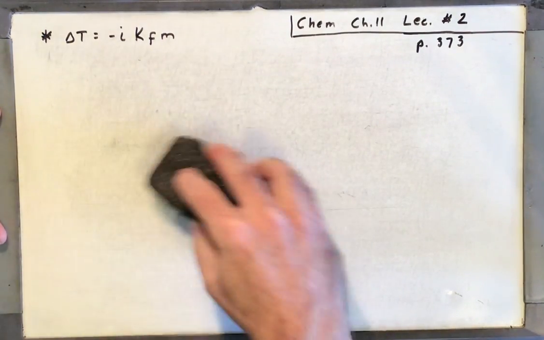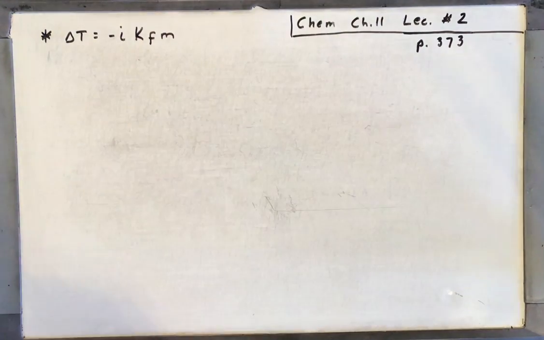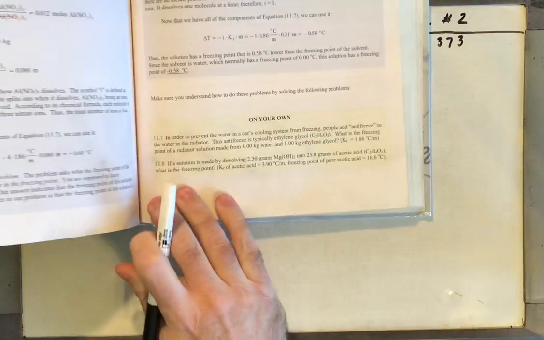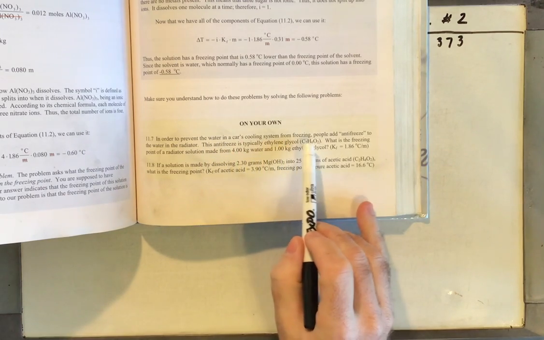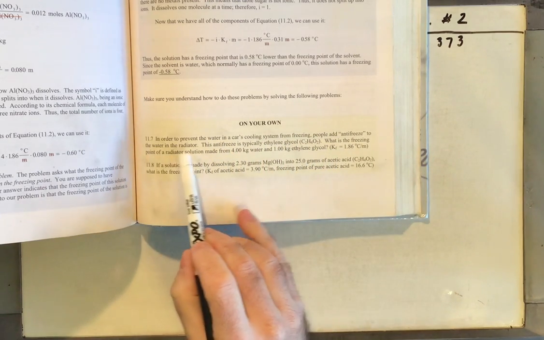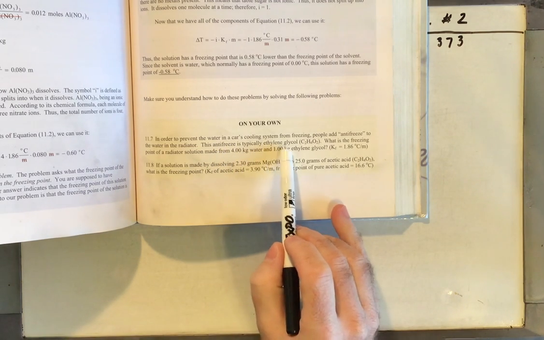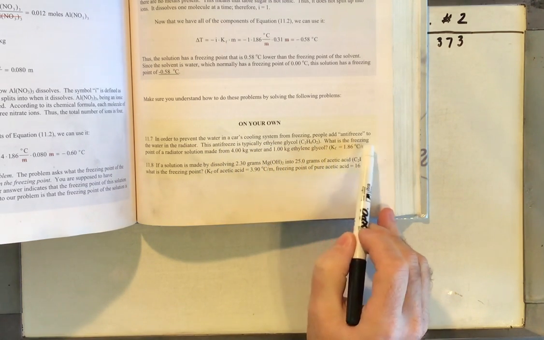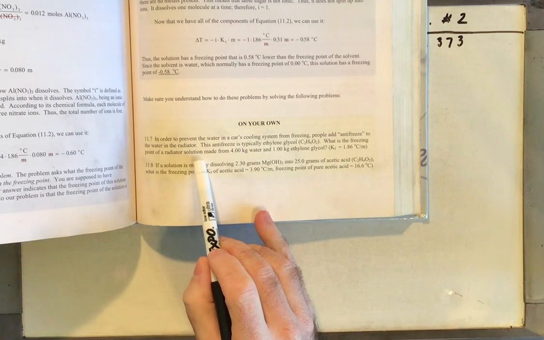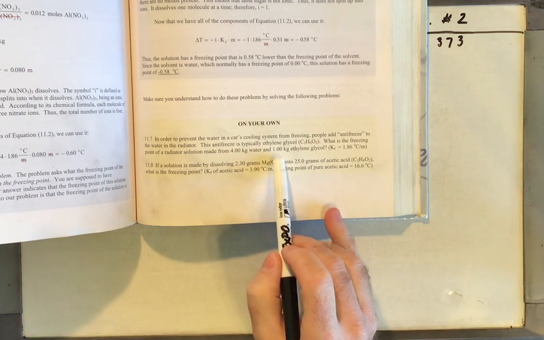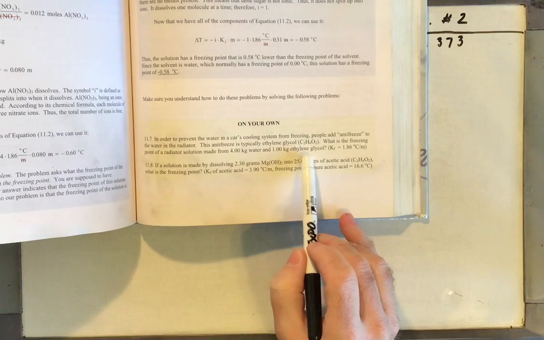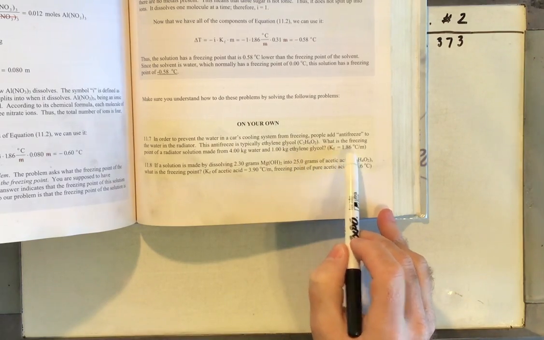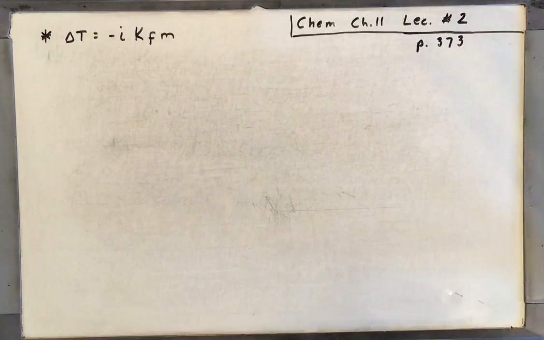All right, we'll leave the equation up there. Let's look at page 373. So problem 11.7 says, in order to prevent the water in a car's cooling system from freezing, people add antifreeze to the water in the radiator. The antifreeze is typically ethylene glycol, that's C2H6O2. What's the freezing point of a radiator solution made from 4 kilograms of water and 1 kilogram of ethylene glycol? And for ethylene glycol, K sub F is 1.86 degrees Celsius per molality.